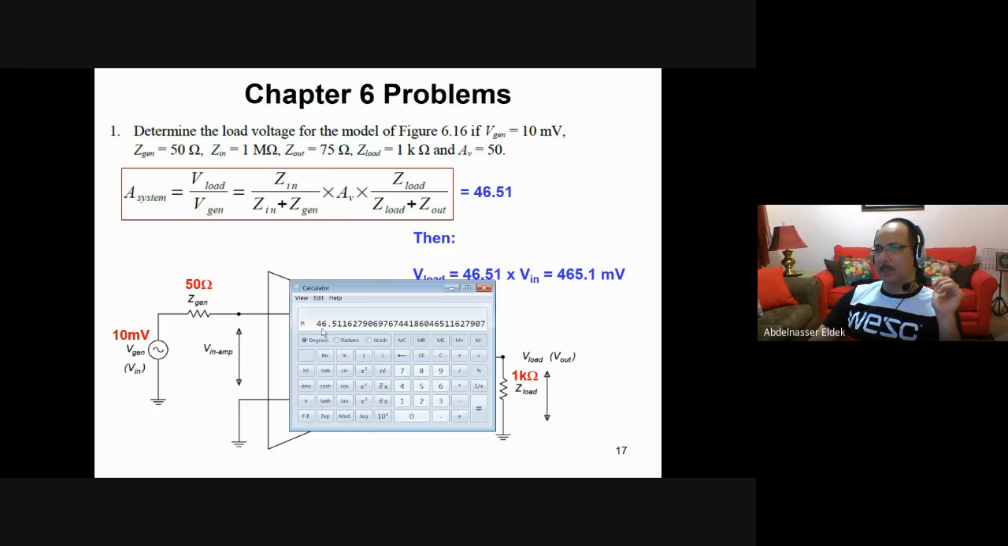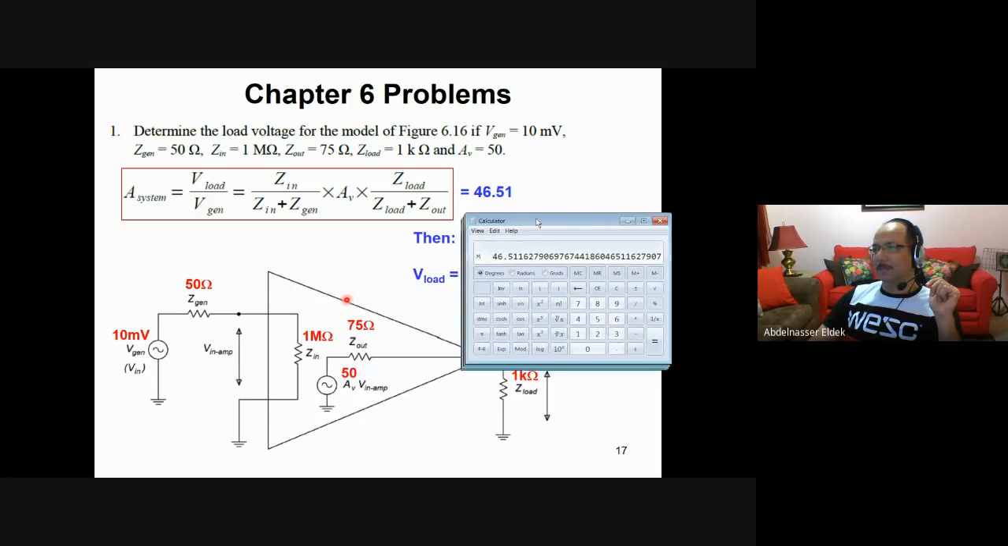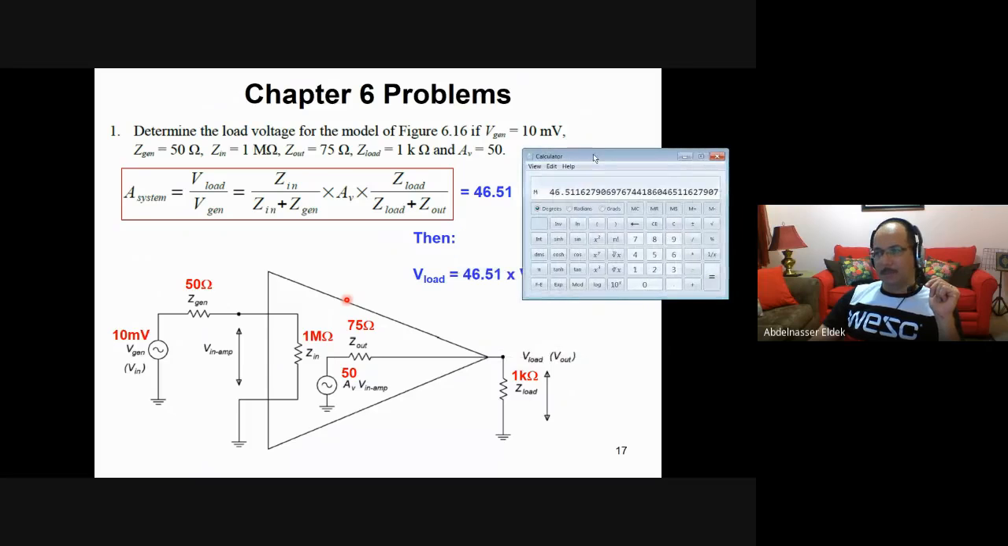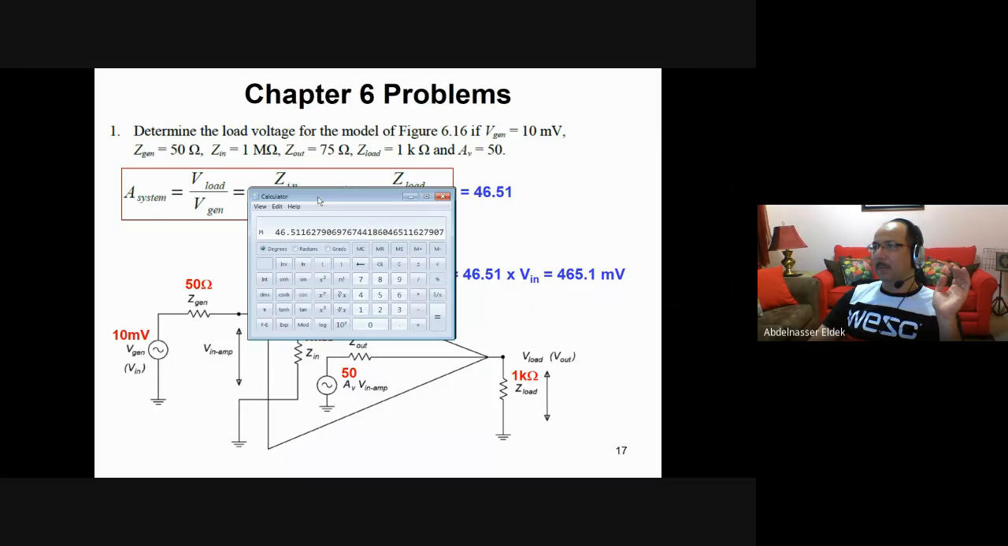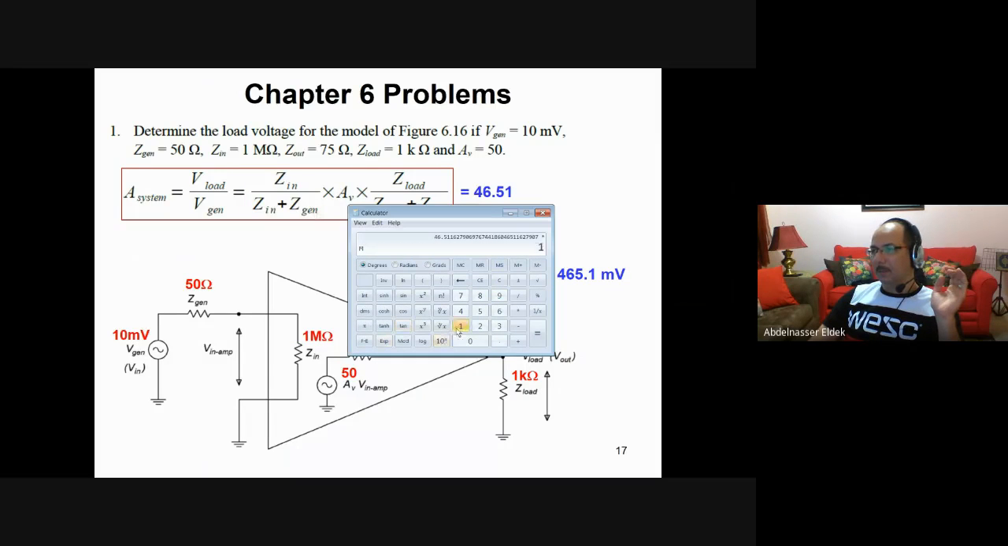So what is this? 46.51. It's almost the same. Okay, I neglected this one completely. Why? Because the input impedance is 1 mega, which is very large with respect to Z generator. And then when you multiply this time the input here, which is 10 millivolt, then this is the answer in millivolt, 465 millivolt.